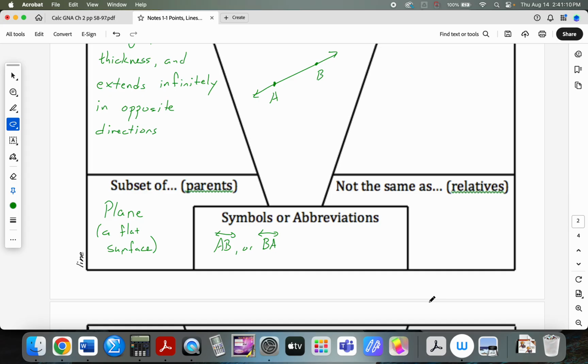And sometimes what will happen is there will be a lowercase cursive or script letter near one of the arrows, like this. That's my cursive L in case you don't read cursive well. This would be, and you have to write out the word, line L.